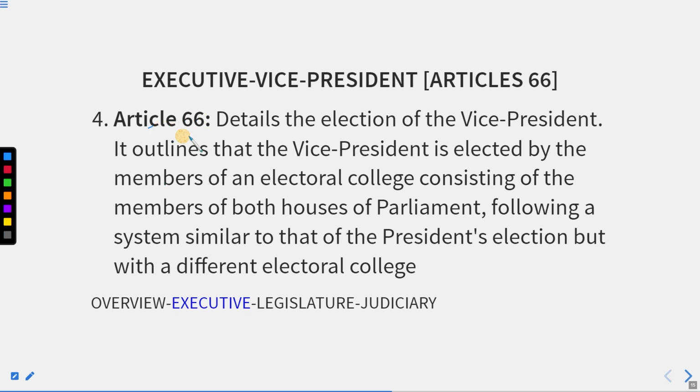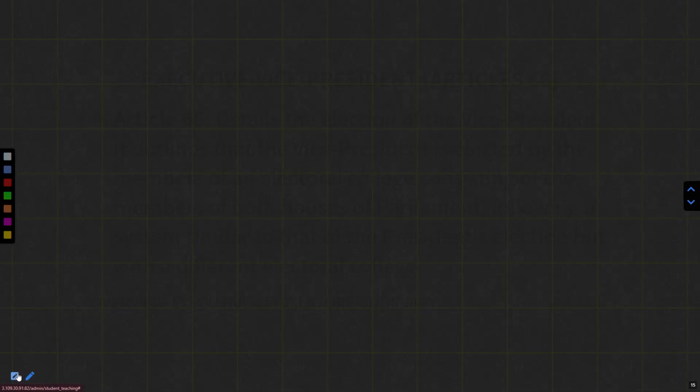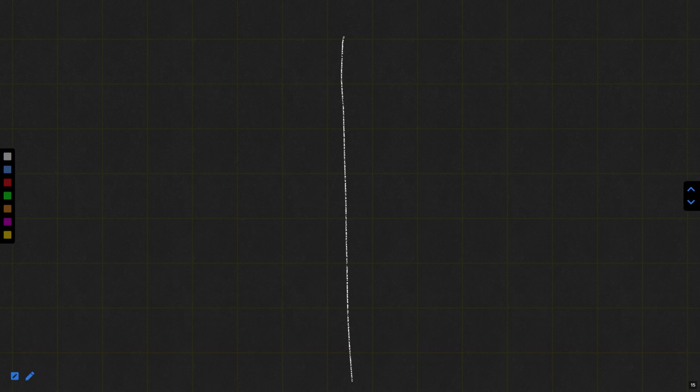Article 66 details the election of the Vice President. It outlines that the Vice President is elected by the members of an electoral college consisting of the members of both houses of the parliament, following a system similar to that of the president election but with a different electoral college. So there is a thing I would like to tell you. This is the presidential election. This is the vice president election.